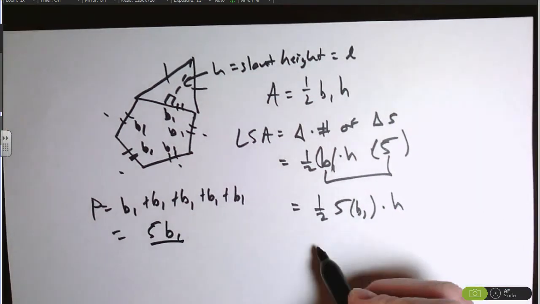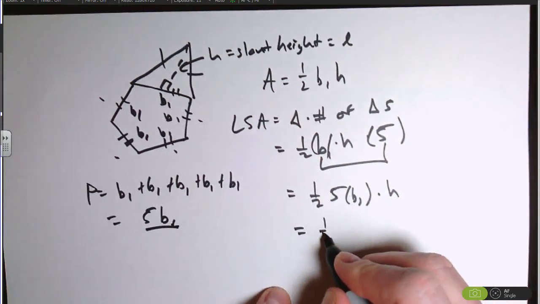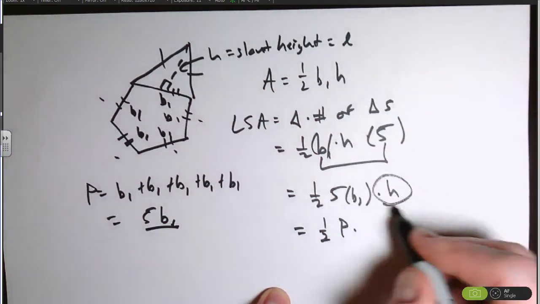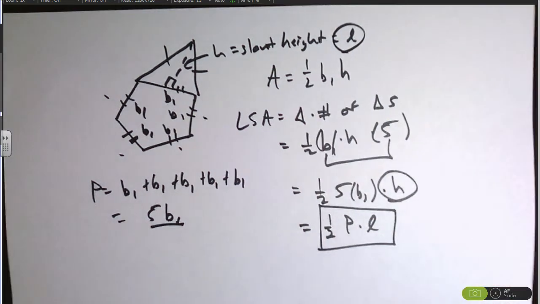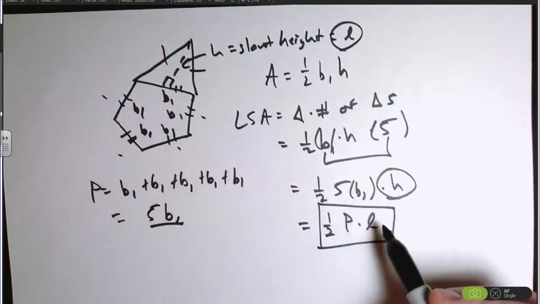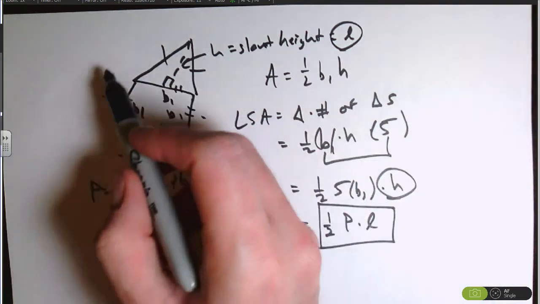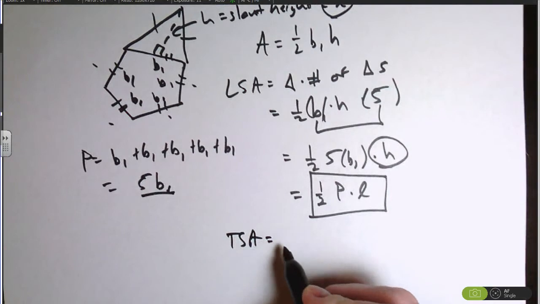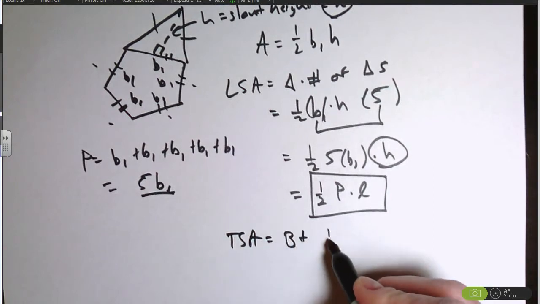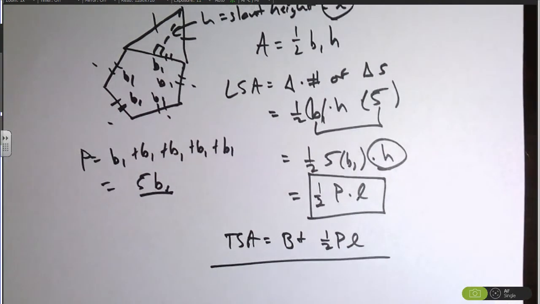Well, wait a second. I can replace 5 bases with perimeter, and I can replace height with slant height. There's the formula for lateral surface area. You just find the perimeter of the base, multiply by the slant height, and then multiply it by 1/2. And the reason it's 1/2 is that all those guys were triangles, so it's 1/2 of all those. And then if you want total surface area, you just add the area of the base plus 1/2 perimeter times slant height. Nice and easy.